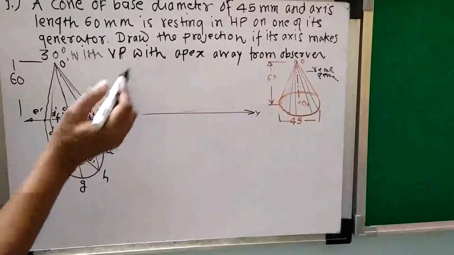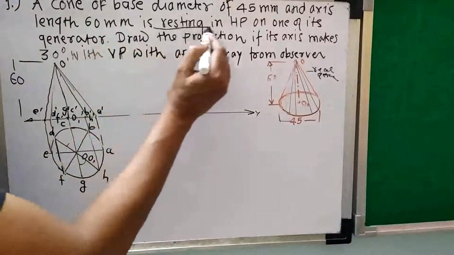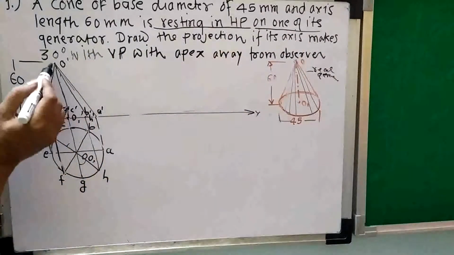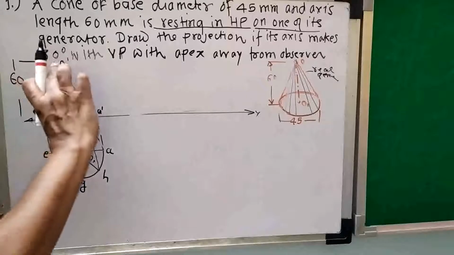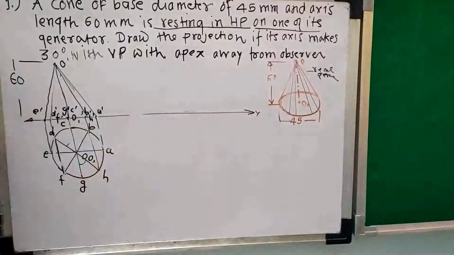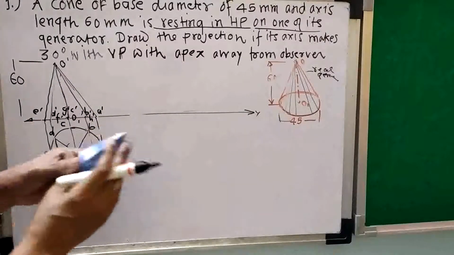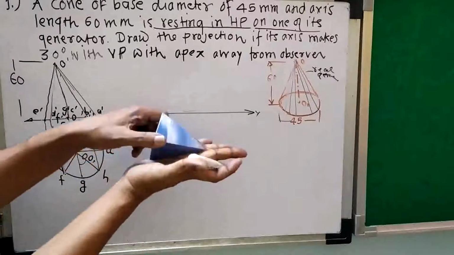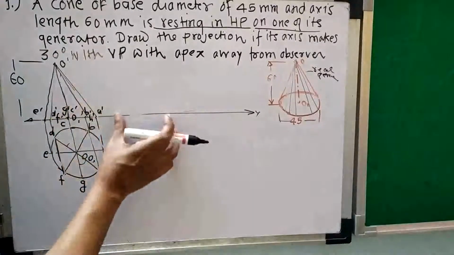Now after that, according to the problem, it is resting on one of its generators. So let us take this generator OA. So it is resting on HP, means it is lying down on HP. Then this is the generator. It is lying on the HP like this. So I have to keep this triangle on XY.